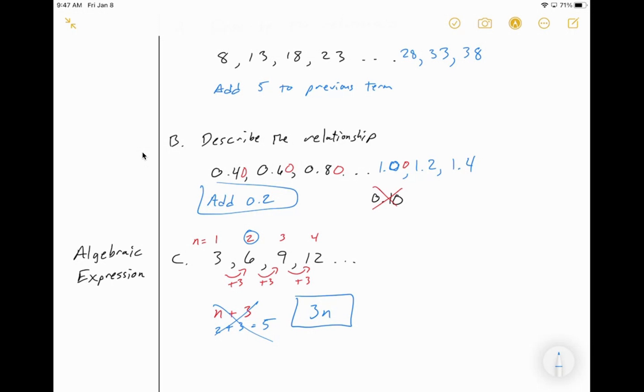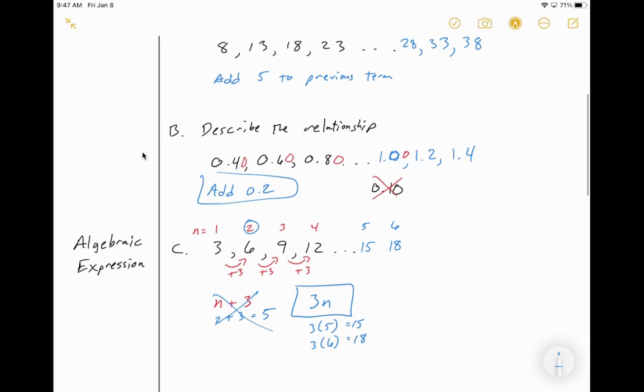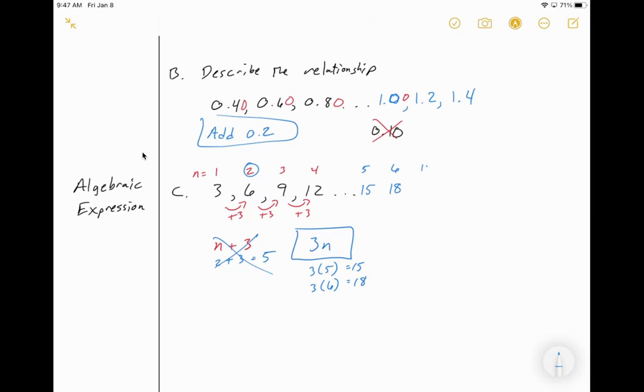What's the fifth number in the sequence? 3 times 5 should be 15, right? What's the sixth number in the sequence? Should be 18. Let's try it. 3 times 6 is 18. Okay, so that's right. What's the 100th number in the sequence? Well, 3 times 100 is equal to 300.